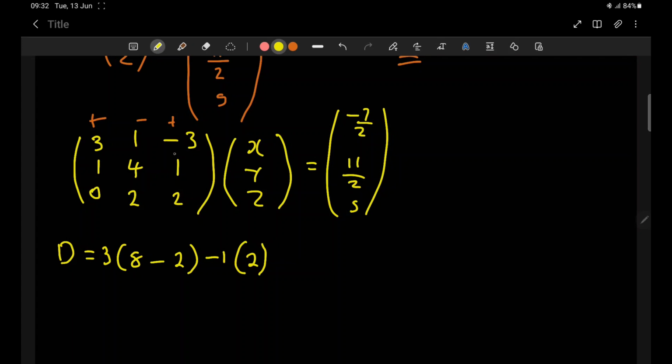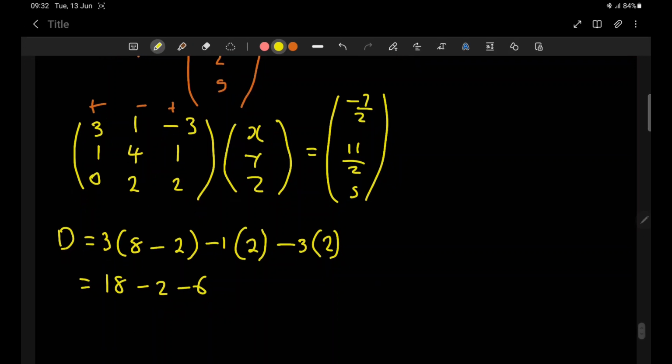Then there's a negative 3 there, so we delete this column and this row, maintaining the pivotal point, which is negative 3. Then we have 1 multiplied by 2, that is 2, and 0 by 4 is just 0, so we maintain it that way. So 8 minus 2 is 6, 6 by 3 is 18. Then we have negative 2 there, then negative 6. So 18 minus 2 minus 6 is just 10.